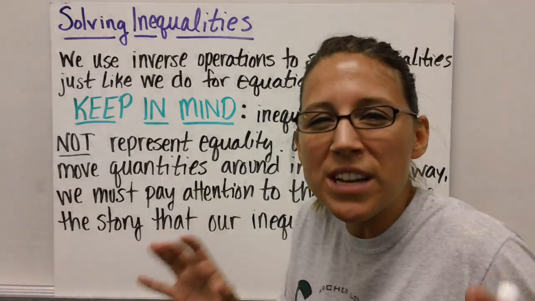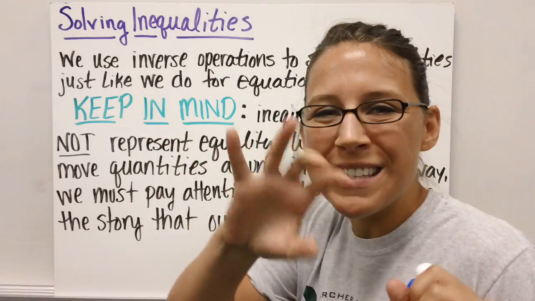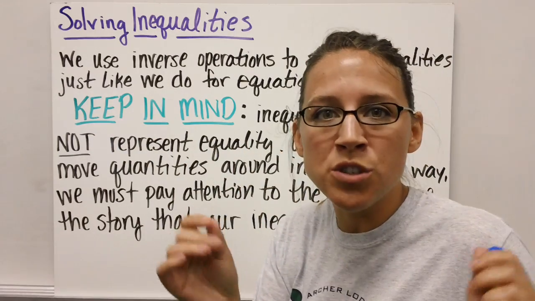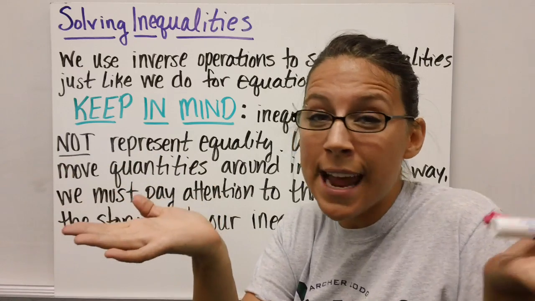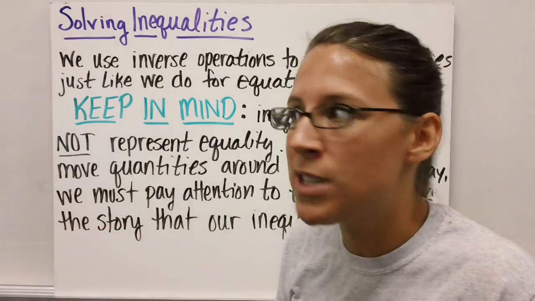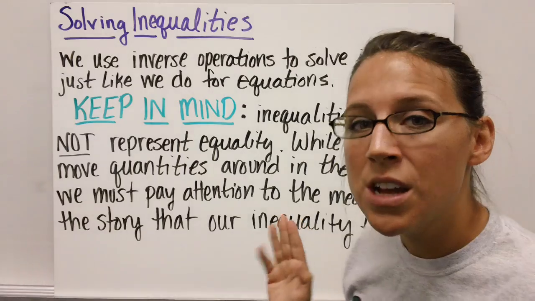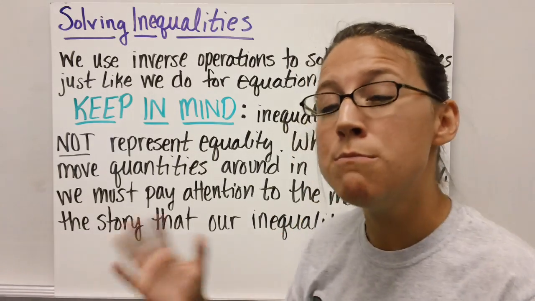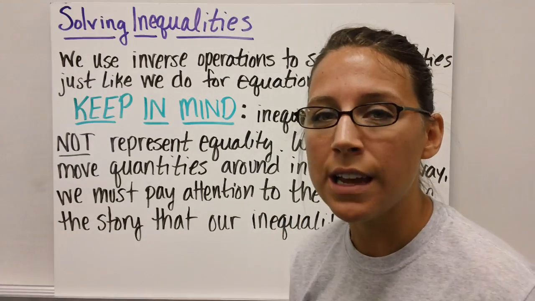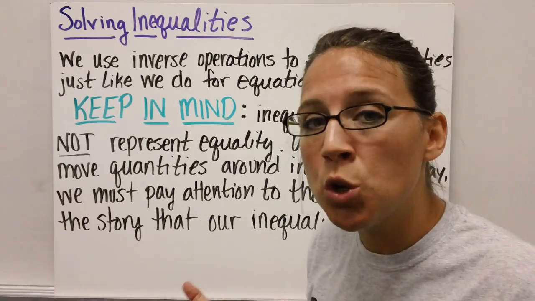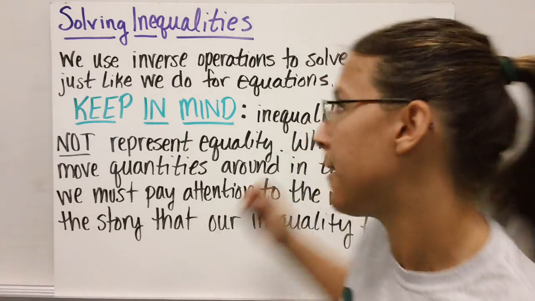Remember that with equations, it doesn't matter what side of the equal sign the items are on because that balance is maintained. But with inequalities, we have to read them from left to right. So we have to make sure that when we move our items around the inequality, we keep true what it's actually saying.